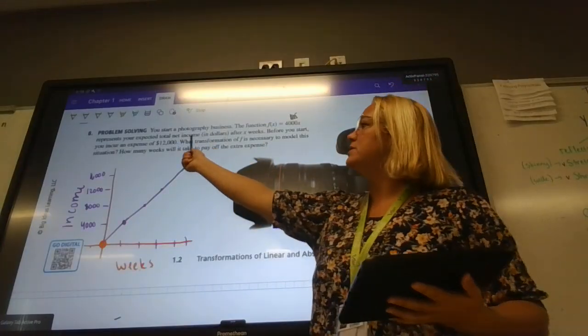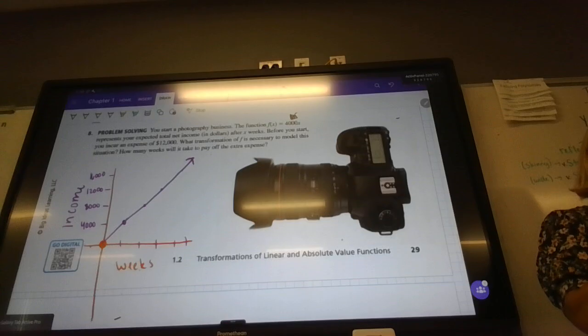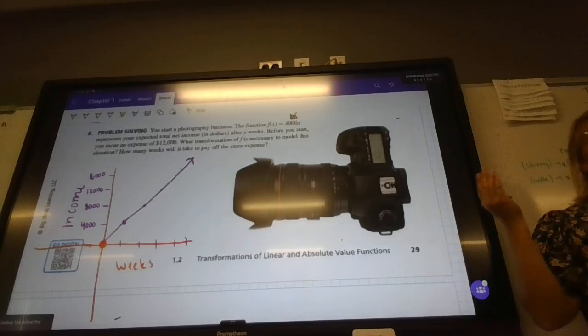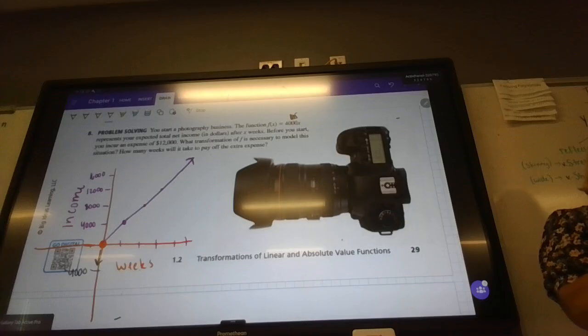What transformation is necessary to show an expense of $12,000? How would I change the equation to show an expense of $12,000? Yeah, we're going to have to shift our income down $12,000. So here we are in the negatives: negative 4,000, negative 8,000, negative 12,000. What it looks like in the equation is subtracting 12,000 from the function.